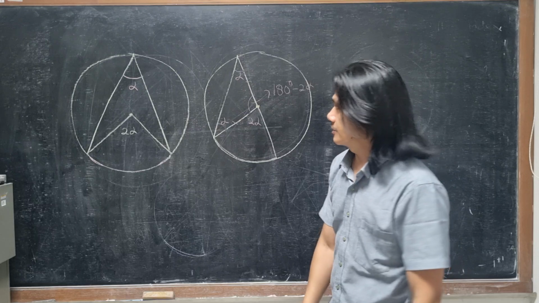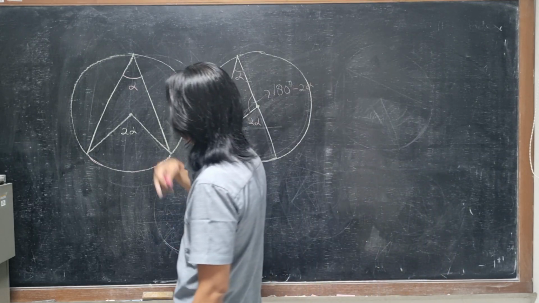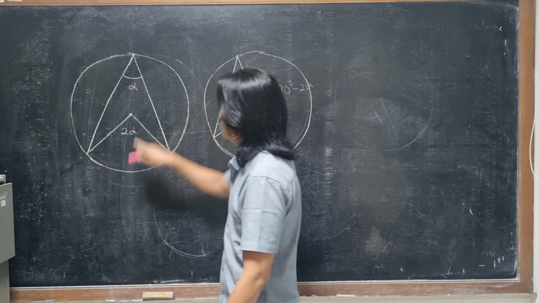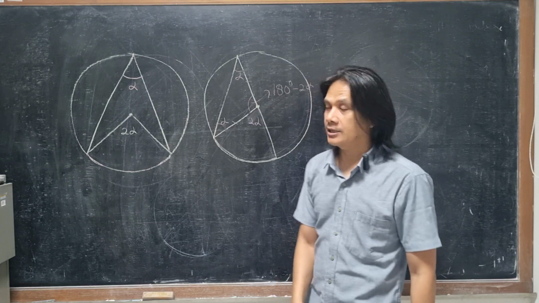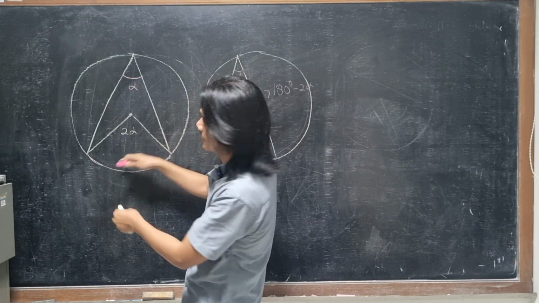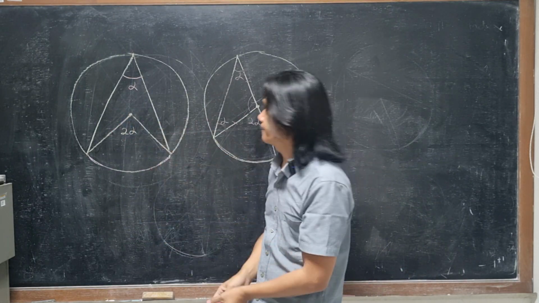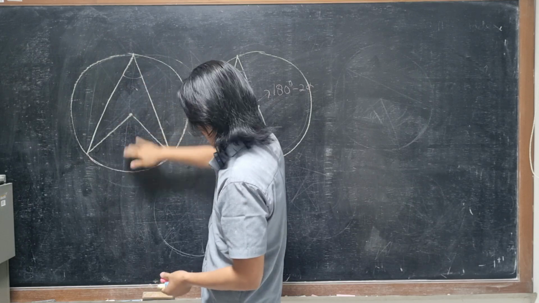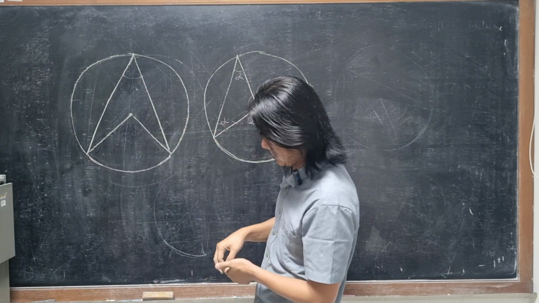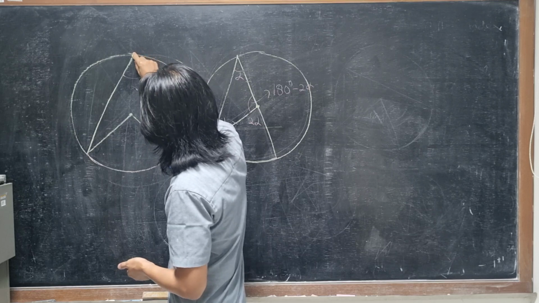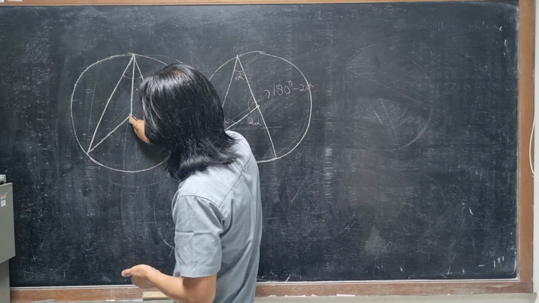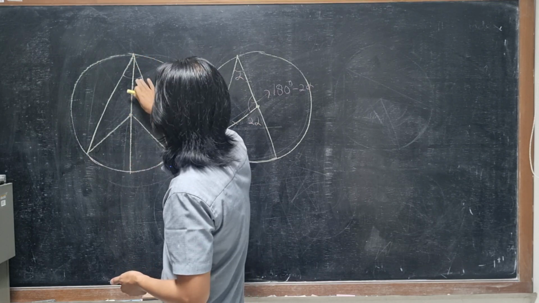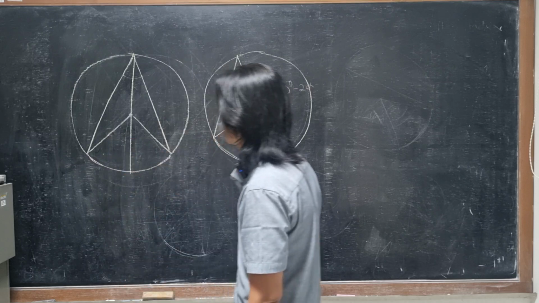The next one, we will consider the case where the center of the circle is inside the triangle. Something like this, okay? So what do we do in this situation? We will create a segment passing through the center of the circle.